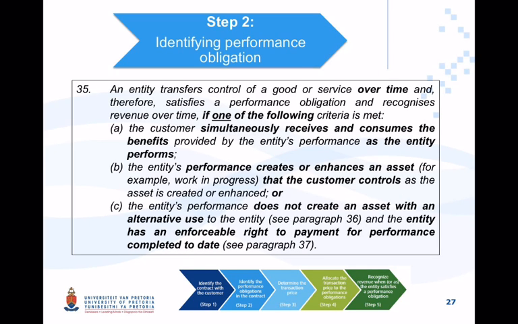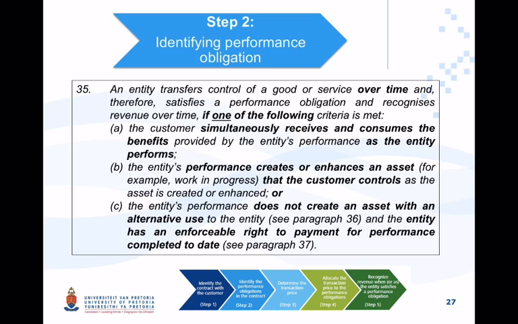So in determining if a series of distinct goods has the same pattern of transfer, the first thing you need to consider is whether the control of those goods or services is transferred over time. There are three instances that this may occur in. The first is your magazine subscription scenario, where the customer simultaneously receives and consumes the benefits as the entity performs, so that the magazine is delivered and read every month over a 12-month period.